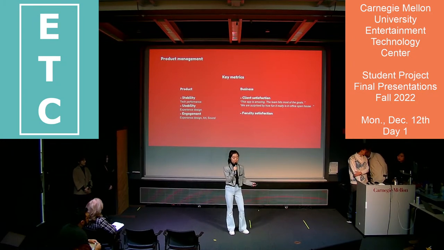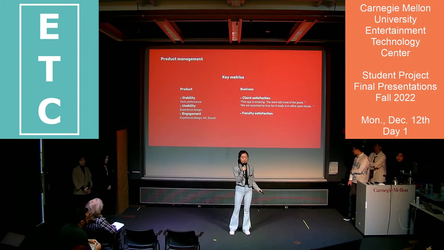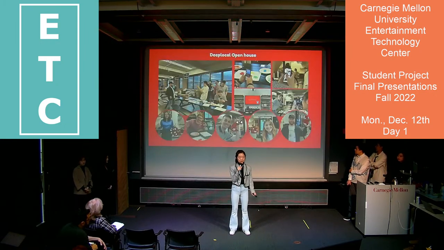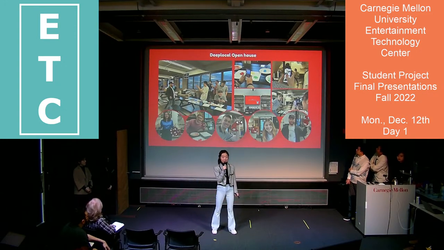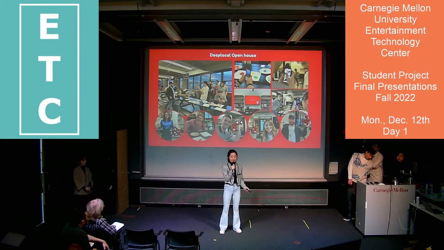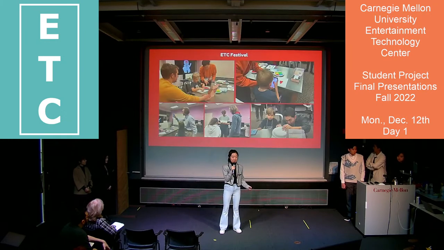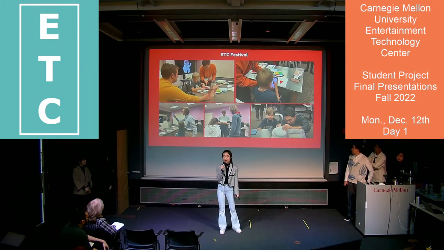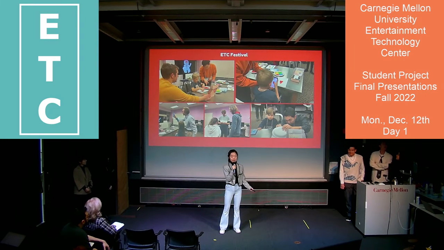And lastly, we refer to the metric system. On the product side, we target to build a highly reliable and stable product. And on the business side, our main metrics are the satisfaction of the client and the faculty. And lastly, how our client was engaged in our open house. We hosted an open house at DeepLocal's office last week, and we hosted around 15 employees, and they had a lot of fun. And we also had several families at the ETC festival, and they all loved Eat Jello and played around with our app.